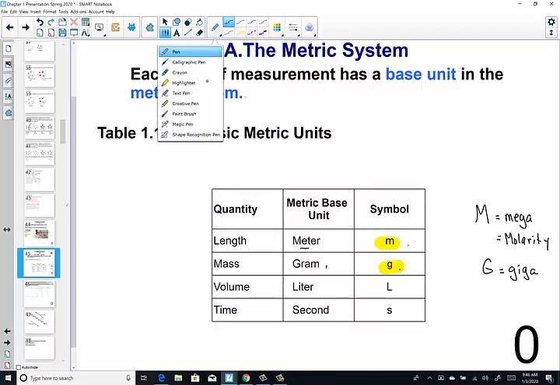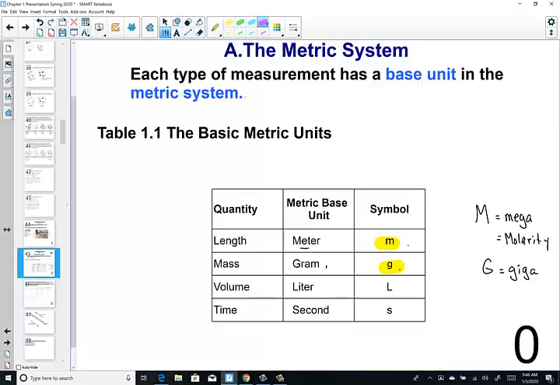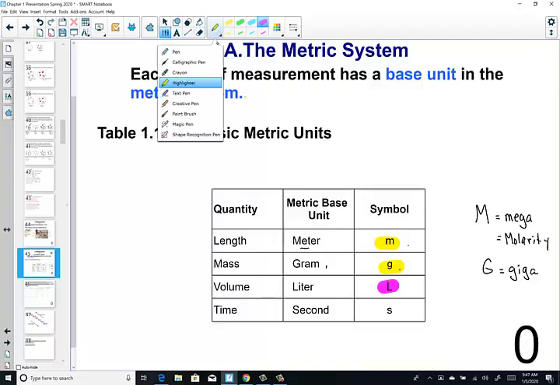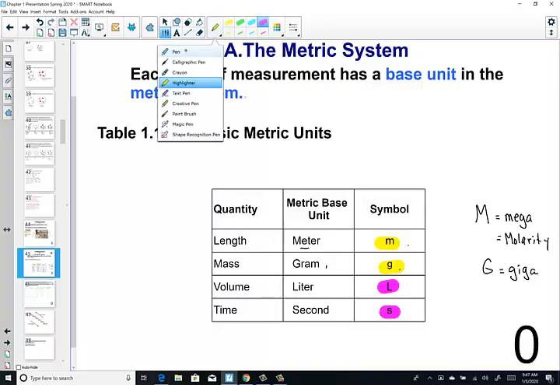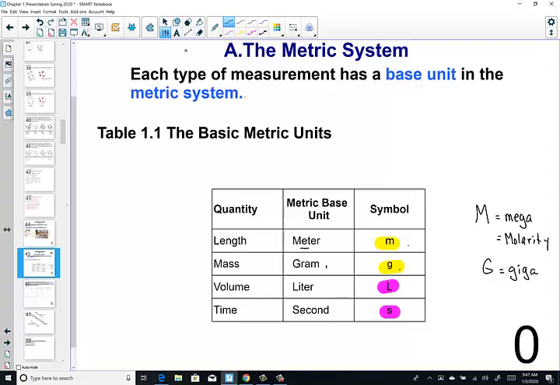Now notice something unusual here with the capital L for the volume. So that's a critical part of knowing that I need a capital letter for the volume liter. And of course a lowercase s for the term second. So we've highlighted each one of these base units, making note that each one of those is a one-letter symbol for the base unit of length, mass, volume, and time. Those are the basic types of measurements we use in chemistry.